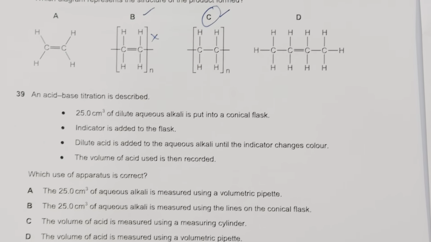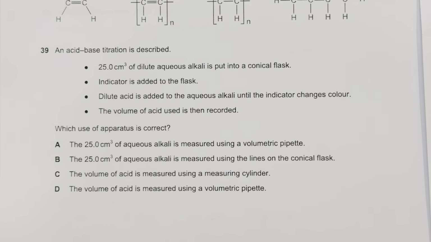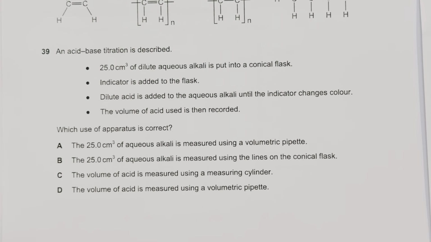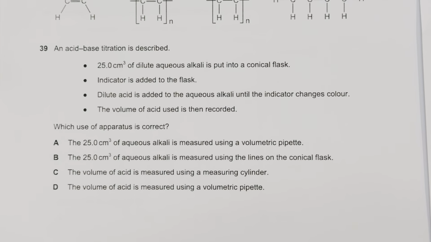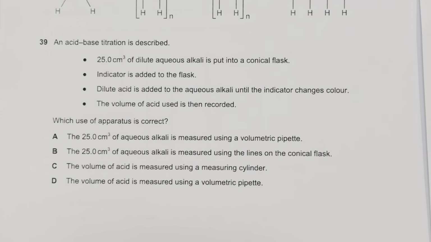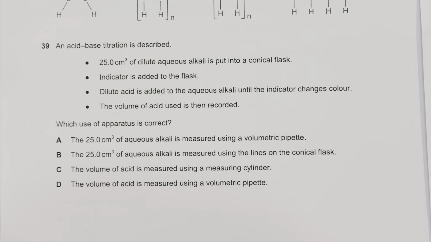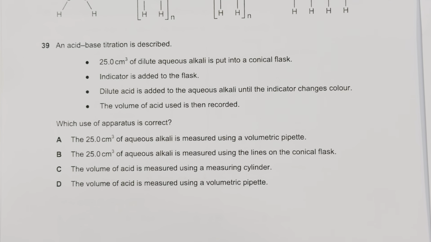An acid base titration is described. 25 centimeter cube of aqueous alkali is put into a conical flask. Indicator is added to the flask. Dilute acid is added to the aqueous alkali until the indicator changes its color. The volume of acid is then recorded. What use of apparatus is correct?